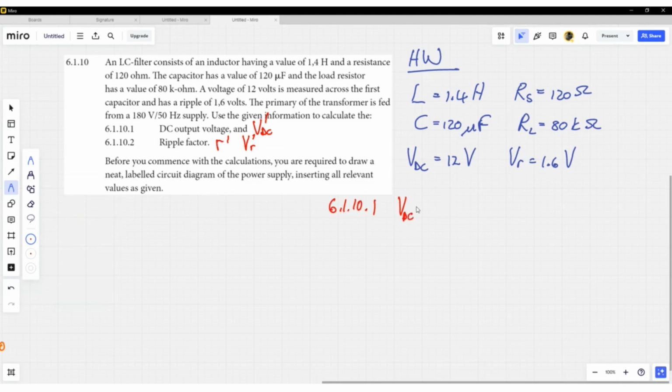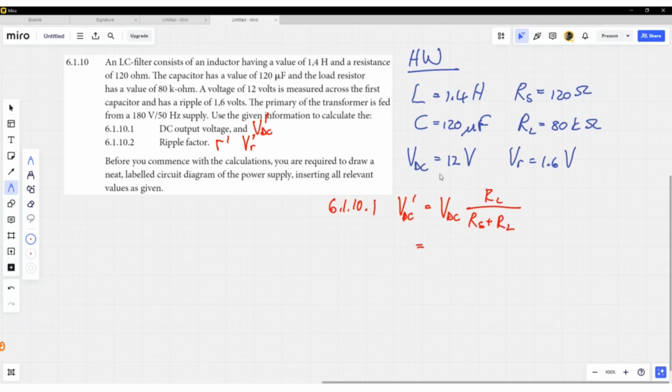Right, so for VDC prime, essentially you're going to ignore the reactive components, meaning the inductor and capacitor. They don't really care about the DC. They are more going to be impacted by the AC component, basically the ripple. So we can just use our resistances here as a voltage divider of VDC. And we want the voltage across the load, but we also have RS.